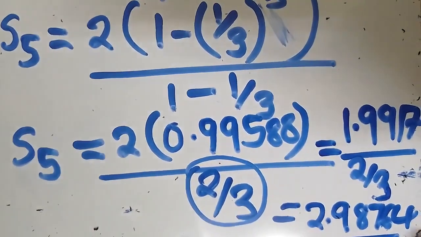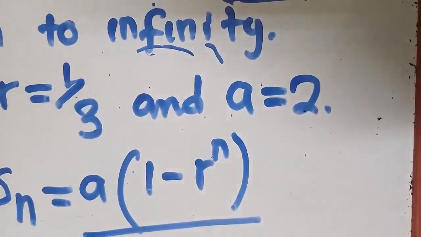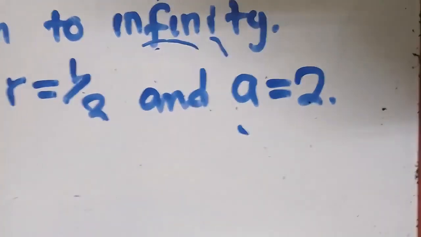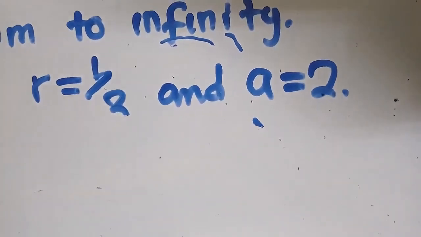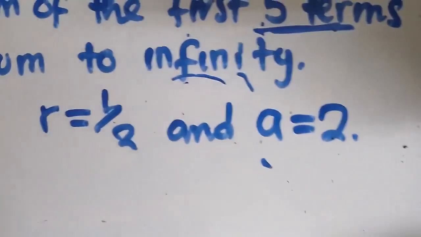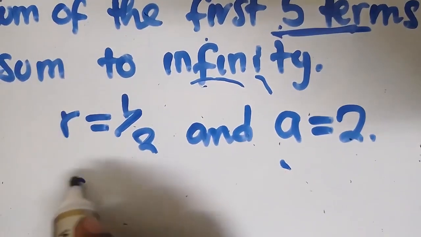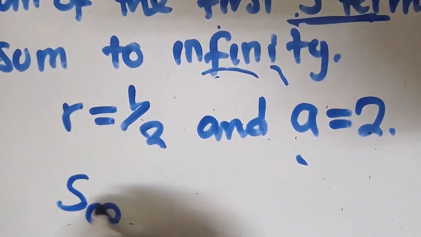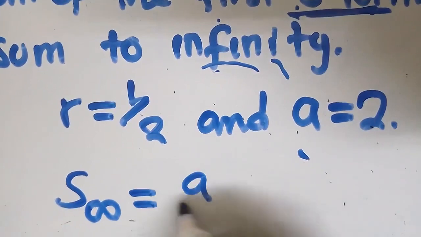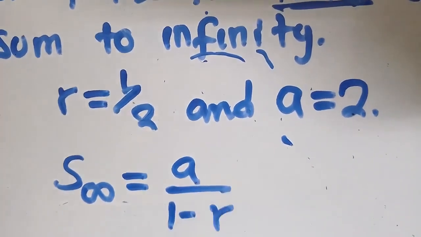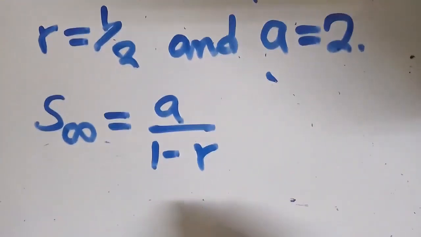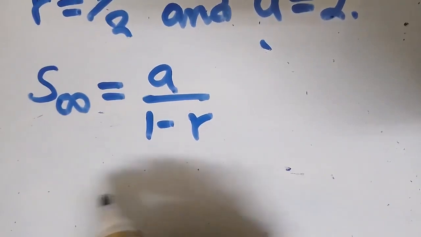We go to the last one, sum to infinity. Sum to infinity is very simple. You're going to answer it. So let's answer it. Sum to infinity, this is the formula, which is equal to a over 1 minus r. You can pause this video, then answer it, then confirm with the answer.